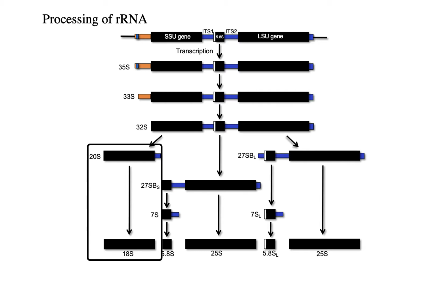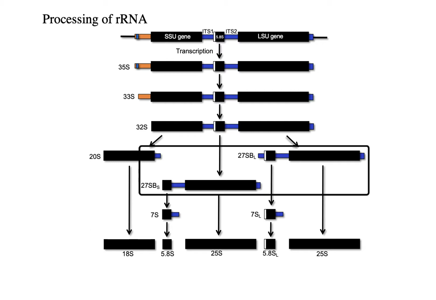On the small subunit side here, then the 20S, that little piece on the 3' end of the RNA is chopped off, and that becomes the 18S, or small subunit ribosomal RNA, that then becomes the major functional piece of the small ribosomal subunit. On the other side, you can get a couple of different types of processing.